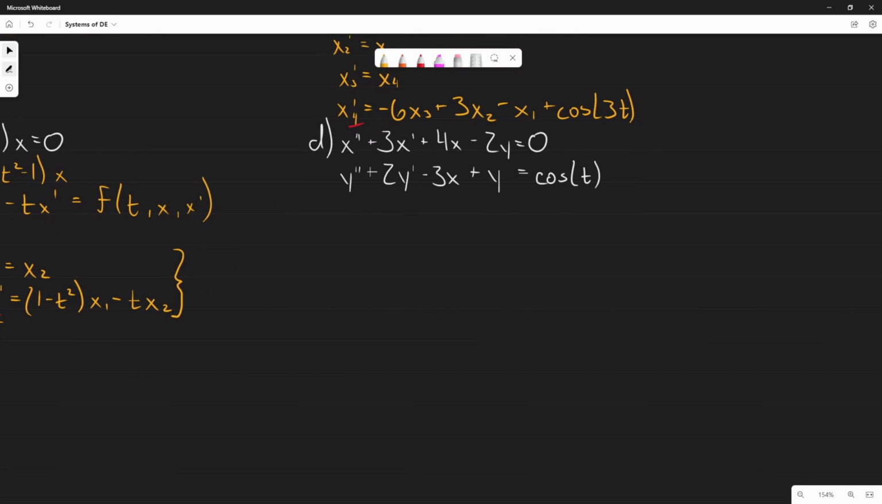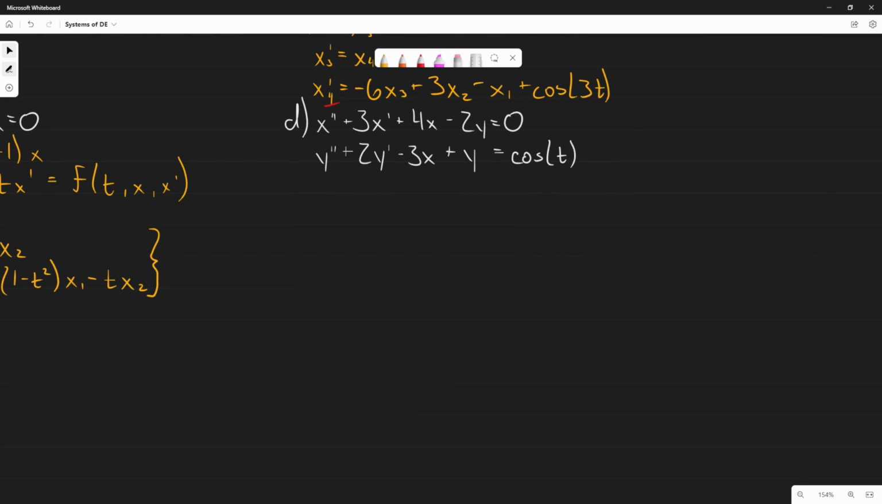As always, I'm going to keep the highest order on the left side and move everything to the right. So this would be x double prime is equal to negative 3x prime minus 4x plus 2y. And then for the y part, it would be y double prime equal to negative 2y prime plus 3x, not plus, I can't erase, minus y plus cosine of t.